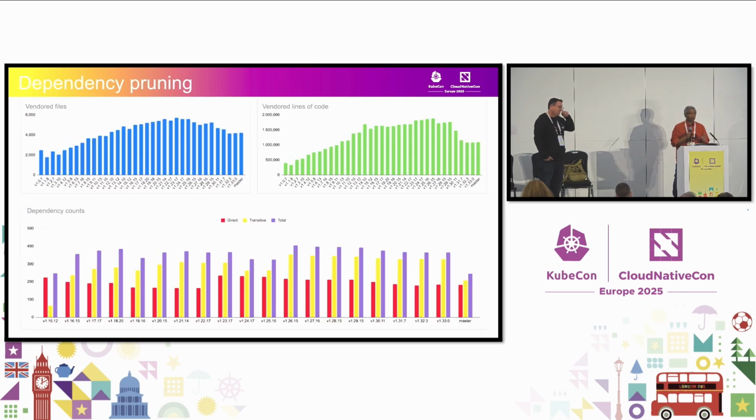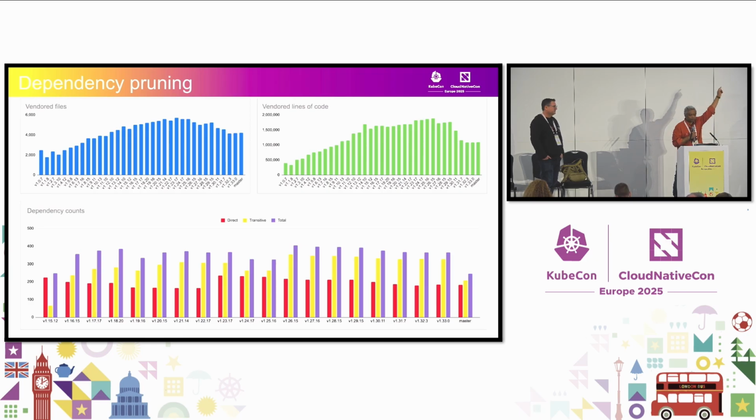So I talked about cleaning up dependencies. If you look at the bottom, you will see all the versions. You can see the number of vendored files going crazy, and then the number of vendored lines of code. It was going to touch 2 million lines. Imagine that, right? What an attack vector, right? Anybody who has code that ends up in Kubernetes, there's an attack vector right there.